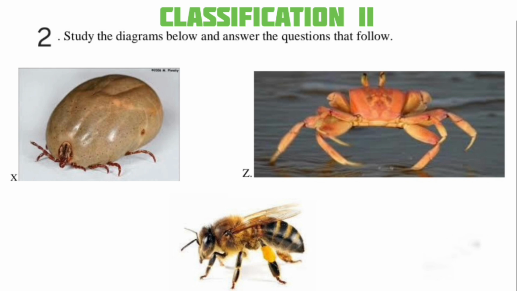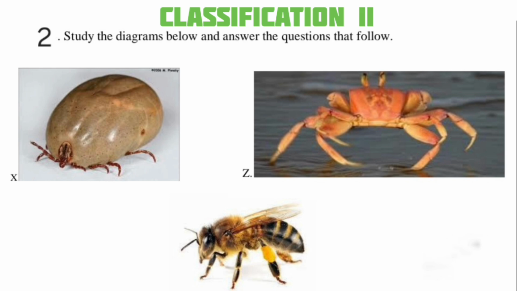Moving on to our next question. We are told to study the diagrams below and answer the questions that follow. So we have 3 diagrams of different organisms. Now, all of these 3 organisms belong to phylum Arthropoda. You may ask why. Well, it's clearly visible why, right? But let's just state it.